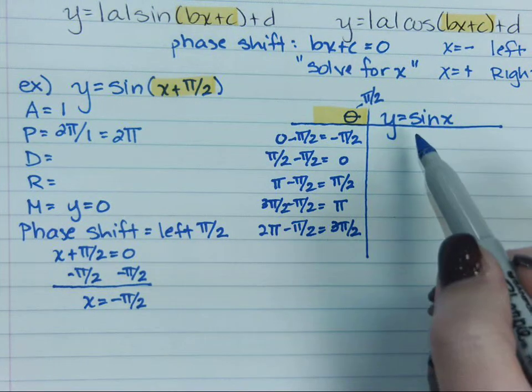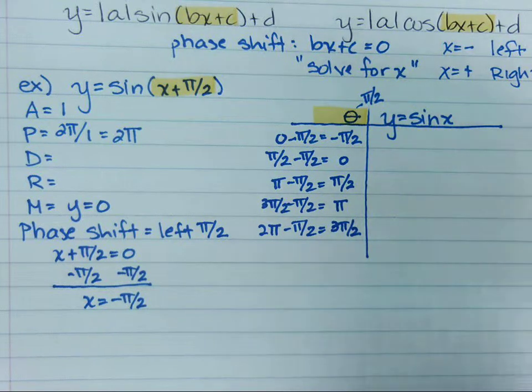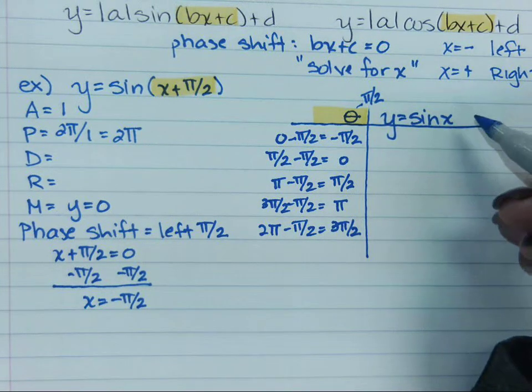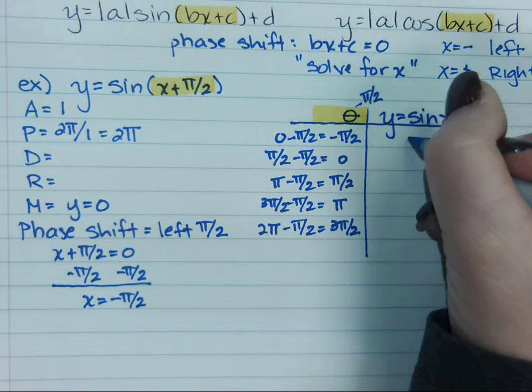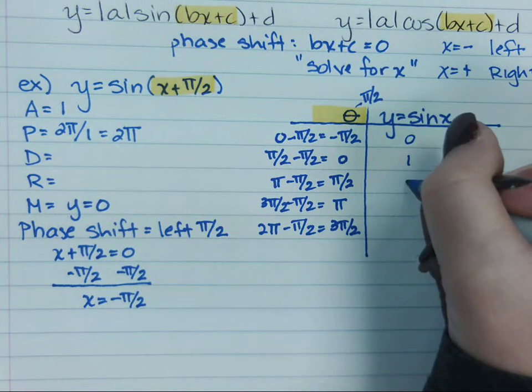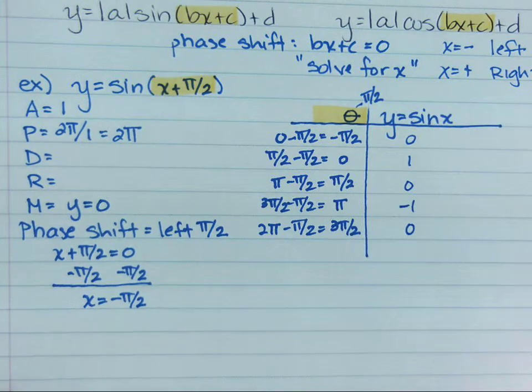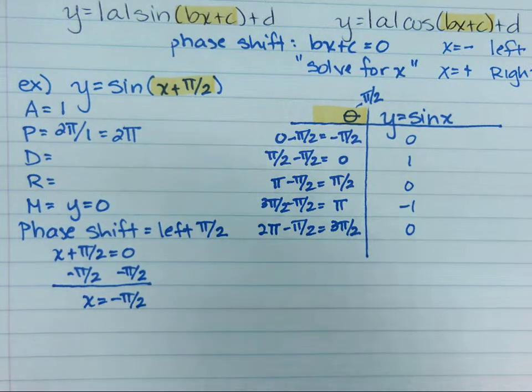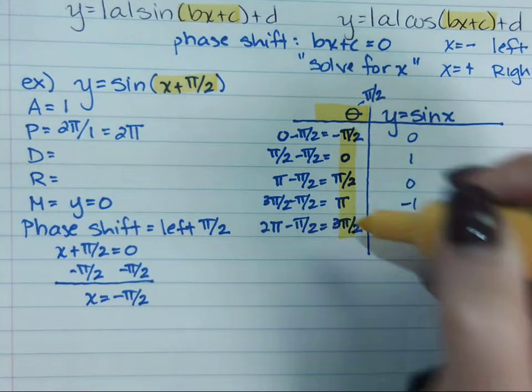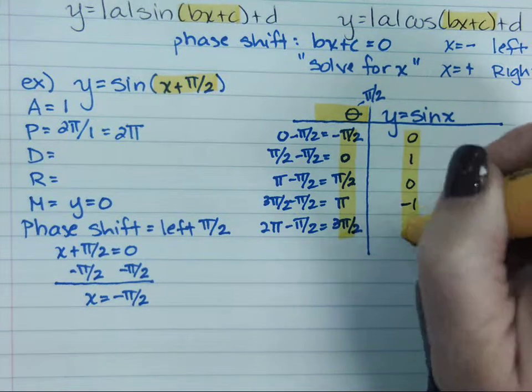And now my output values, because I have no change in amplitude or vertical shift, the normal output values that I would have for my sine function are also going to already be there. So I'm really going to be plotting these points. All right, these are my in-out coordinates.